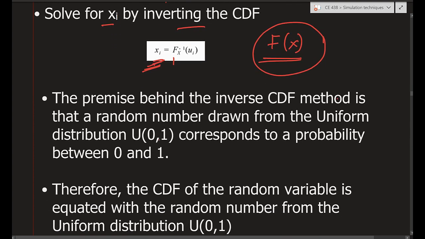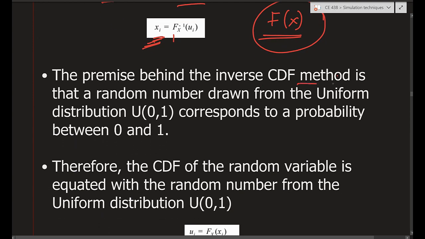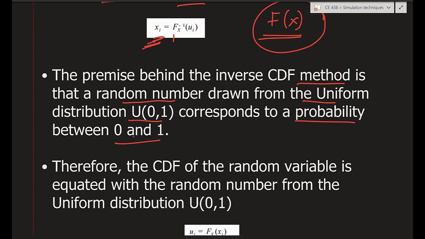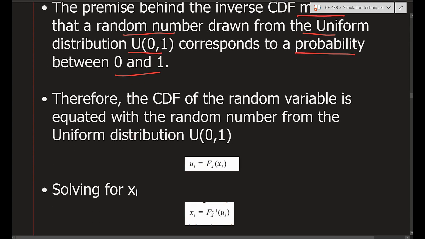So basically the assumption behind this inverse CDF method is that the random number drawn from the uniform distribution corresponds to a probability between 0 and 1. Therefore the CDF of a random variable is equated with the random number from the uniform distribution between 0 and 1. So this we already said. We have a random number between 0 and 1, and the CDF lies between 0 and 1. So we can use this idea to equate the CDF, and in the next step we can invert it, once we know the analytical function for the CDF, to estimate the value of xi.